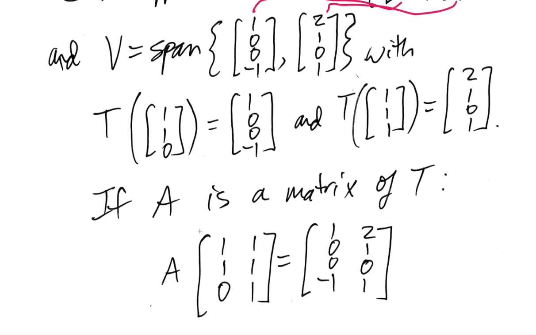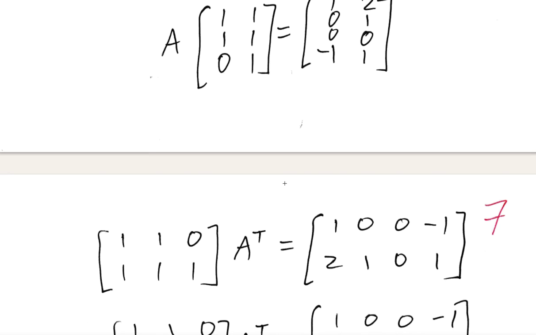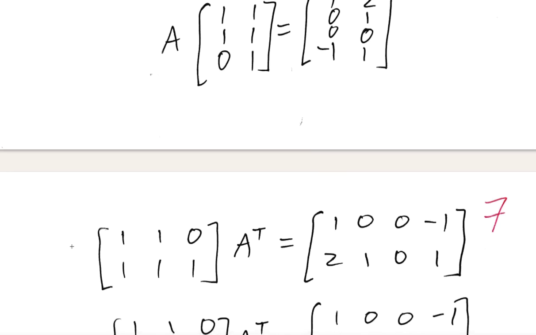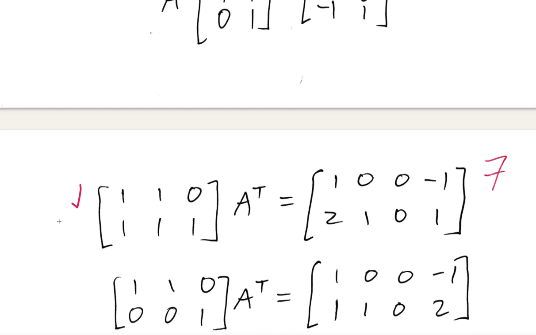Well, just like the previous example, A would have to satisfy the following: A times the matrix with columns (1, 1, 0) and (1, 1, 1) would have to be the matrix with columns (1, 0, 0, -1) and (2, 1, 0, 1). Now, if you actually sit down to solve that, what I did was take the transpose of both sides because you're very used to using elementary row operations. So on the left you're multiplying by elementary matrices that are equivalent to row operations.